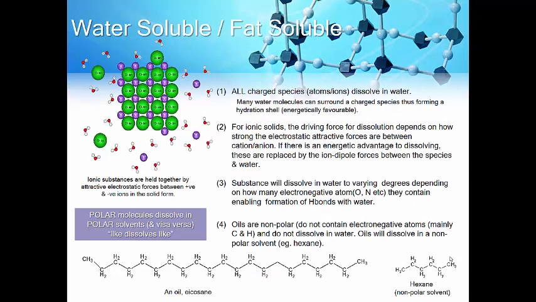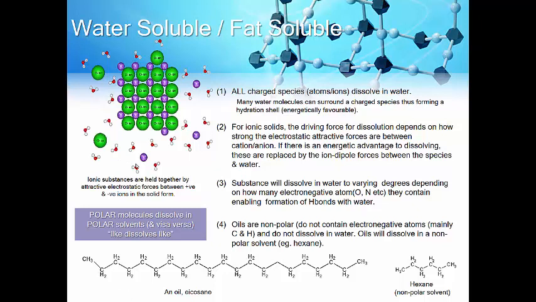Okay, so water soluble and fat soluble. All charged species, so anything with a positive or negative charge, your atoms or ions, dissolve in water. This is where we have that hydration sphere that we've talked about before. Remember, you've got your negative anion, and the positive side of the water molecule interacts with that negative charge, and we get a sphere. All the water molecules totally surround that negative charge.